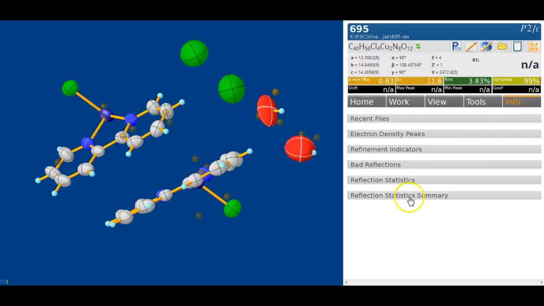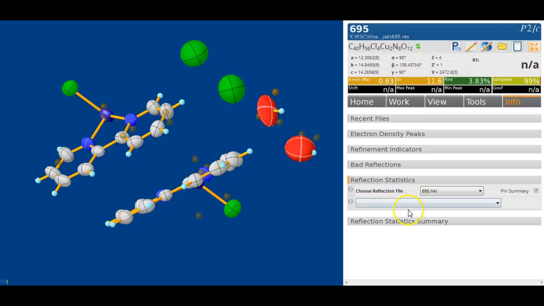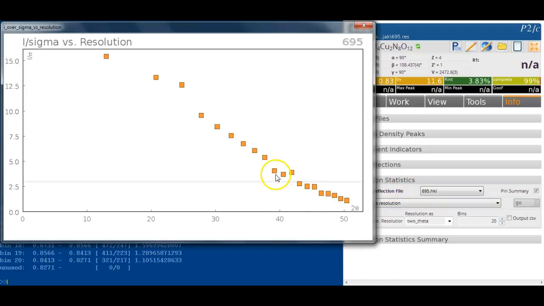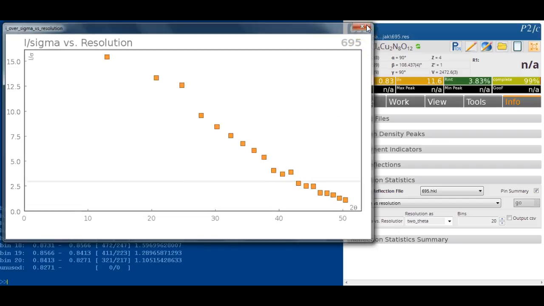Let's look at the info and reflection statistics and get the I over sigma plot, because that's very helpful to see. So yeah, there was really nothing left. So sensibly the data was not, it's included even though this is clearly below the sort of acceptable limit. So really this is not a very high resolution data set, but let's keep this in mind for later, see what happens.